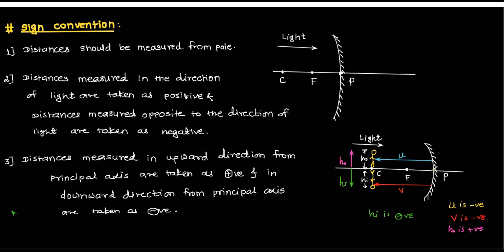Understand? And if you want focal length and radius of curvature, F is also negative. F is negative, even R is also negative. Why? Because you are measuring this side. Yes or not? Okay. If you are measuring against the light direction, it is negative. In the direction of light, it is positive. Upwards, positive, downward, negative. Right? So note down all this. Okay, next.